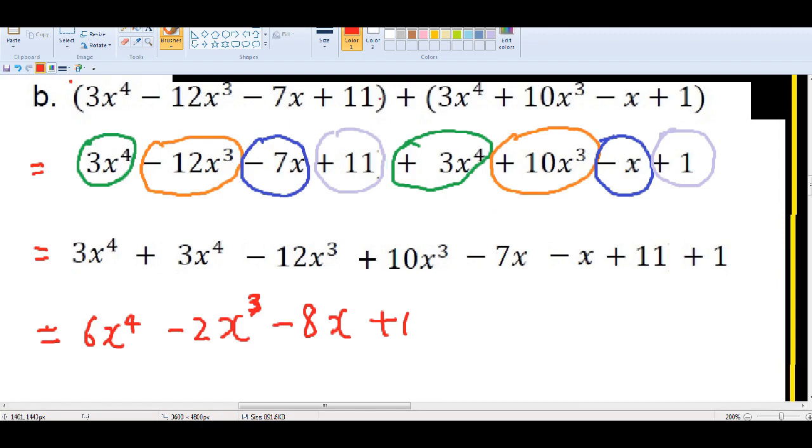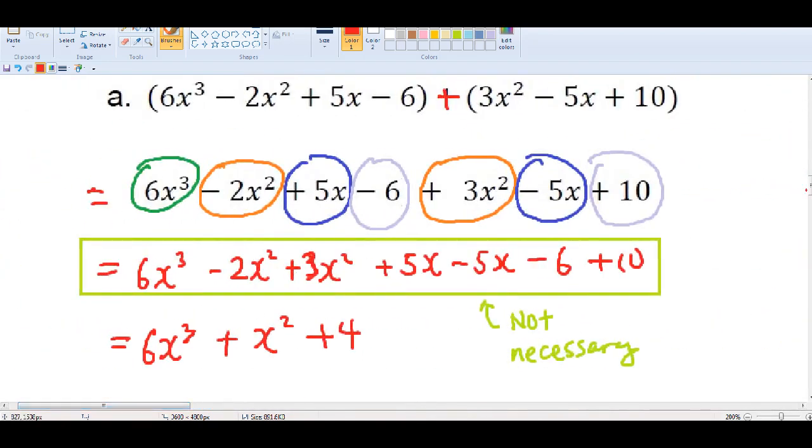Oh, okay, so the last step is wrong. This should be 12. Okay, so there should be no problem. Good, so let's move on.